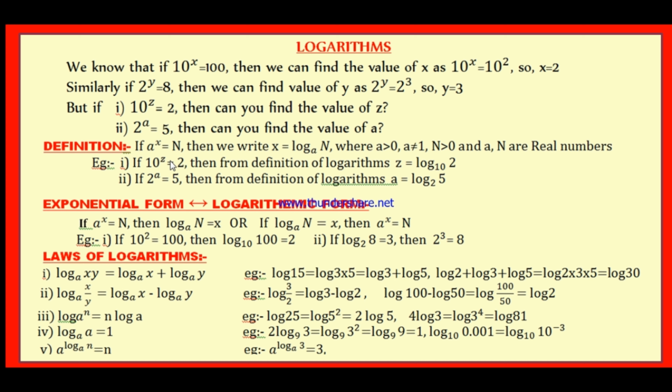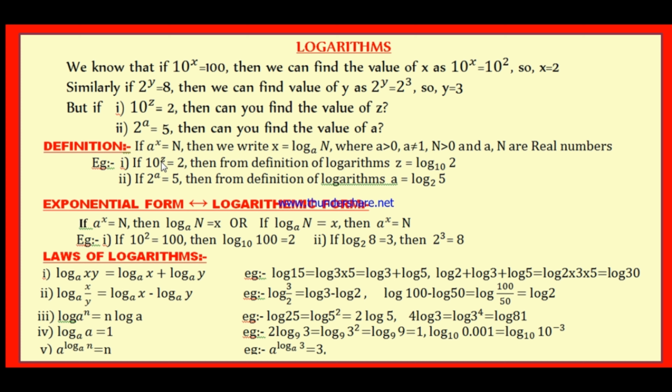For example, if 10 power z is equal to 2, that is what we thought of previously. If 10 power z is equal to 2, you could not find the value of z using our previous knowledge. But by using logarithms, if 10 power z is equal to 2 is the given equation, then you can say that the value of z is equal to log 2 to the base 10. You see here, if a power x is equal to n, means 10 power z is equal to 2.